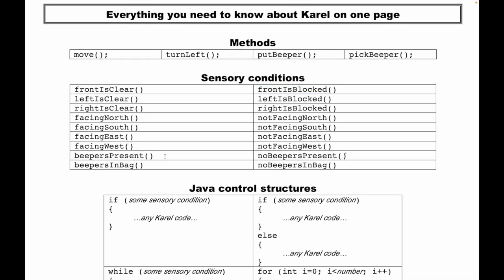Now you might be wondering, how do we actually use these? Each of these sensory conditions is like a little question that we can ask ourselves. Is Karel's front clear? Is Karel not facing to the south? But the question is, how do we actually get that idea of "is" in there? How do we ask the question using the sensory condition?